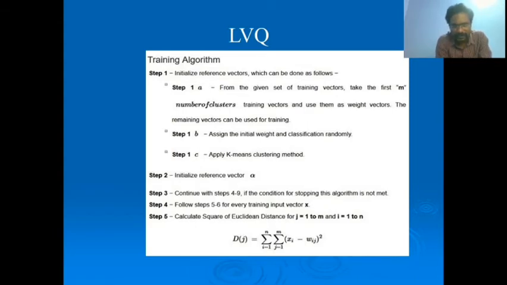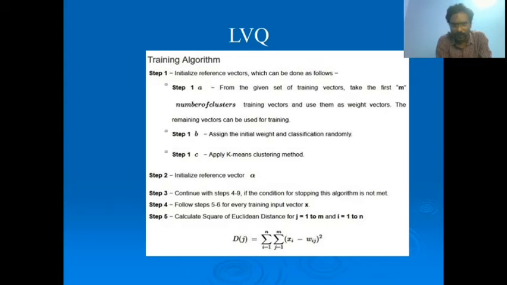And then in step 3, we need to continue with steps 4 to 9 if the condition for stopping this algorithm is not met. So if the condition is not met, then we need to continue from step 4 to step 9. If the condition is met before, with step 4 itself, then we can stop it.